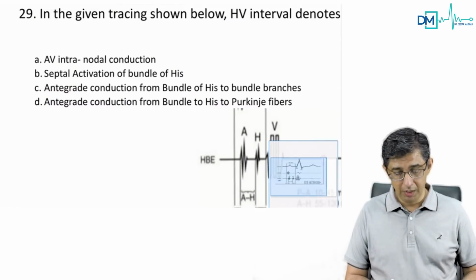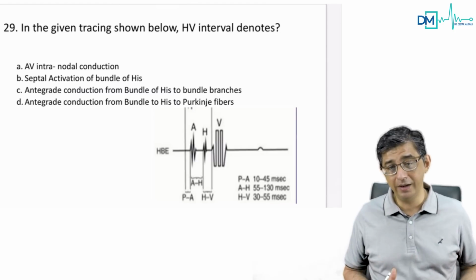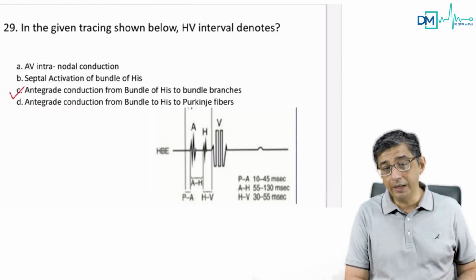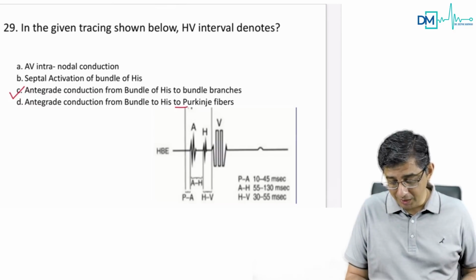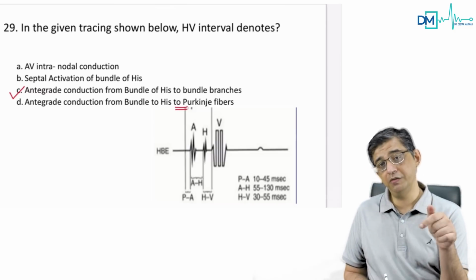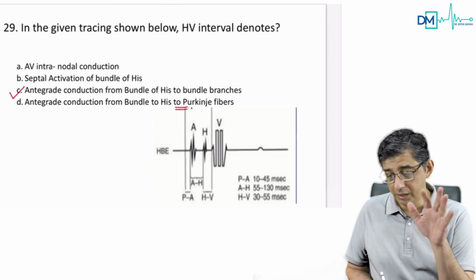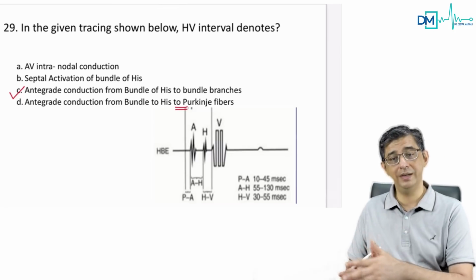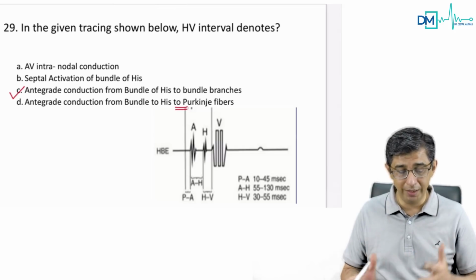That is the question. So in the given tracing, the HV interval basically denotes antegrade conduction from the bundle of His to the Purkinje, and antegrade conduction from the bundle of His to the bundle branches. You see this second option, which is a close call between C and D. Why D is not the answer is because the spread of impulses to the Purkinje fiber is responsible for the QRS complex. But at the moment the current has not reached the epicardial part of the muscle. It is rather just starting from the bundle of His and moving to the left and the right fascicle. So that basically indicates an HV interval.